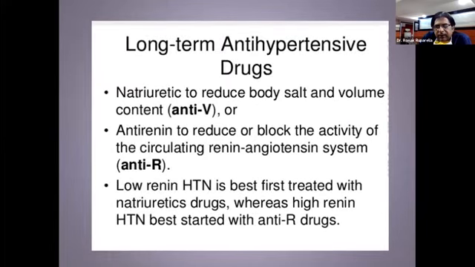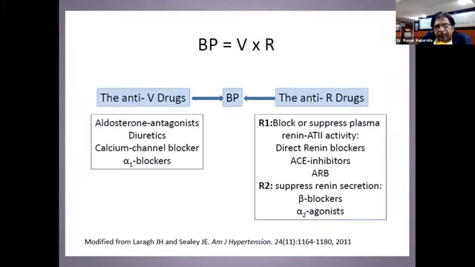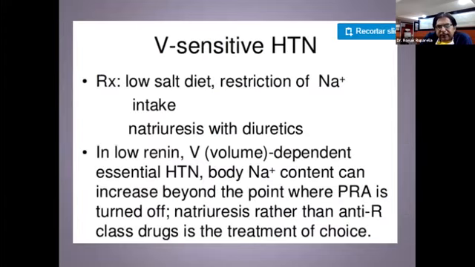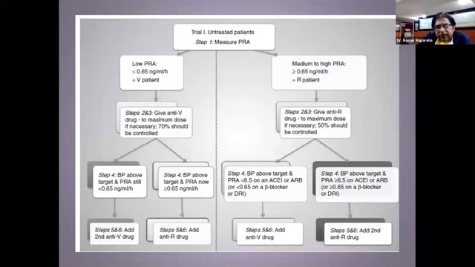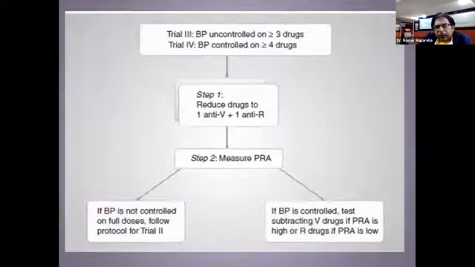So the drugs which we give are either anti-V or anti-R. We have to identify the pathology, whether the hypertension is due to volume retention or excessive vasoconstriction. Accordingly, there are two types of drugs: anti-V drugs, which include aldosterone antagonists, diuretics, calcium channel blockers, and alpha blockers, or anti-R drugs like renin inhibitors, ACE inhibitors, ARBs, beta blockers, or alpha-2 agonists. Depending on the plasma renin level, we can determine which type of hypertension it is, low renin, normal renin or high renin, and then accordingly we can decide.